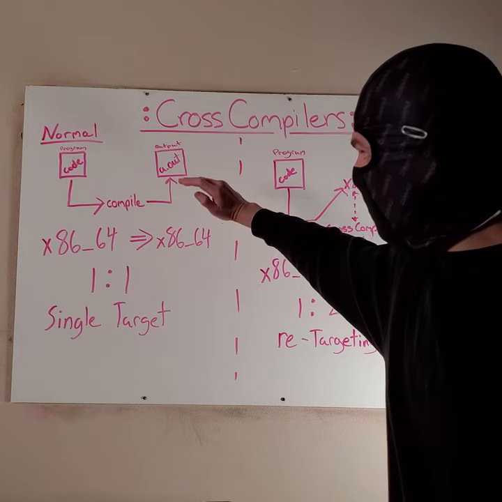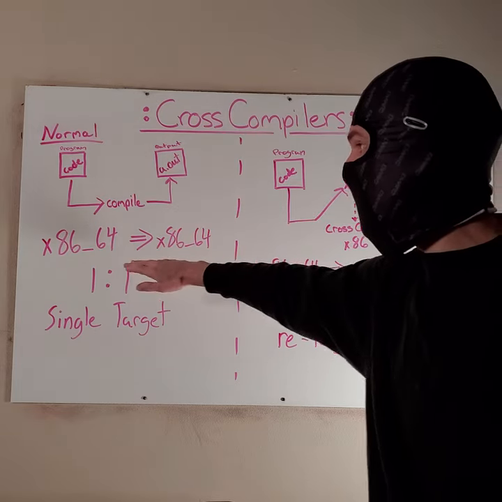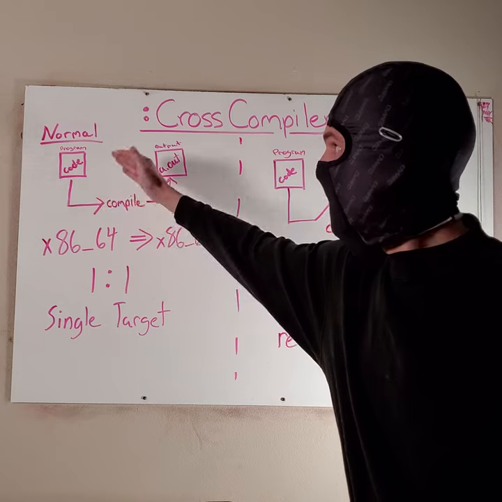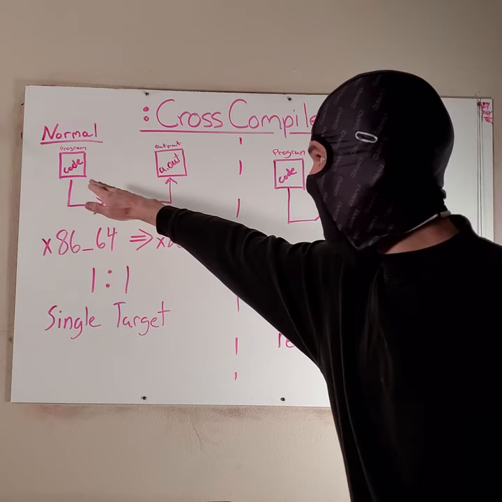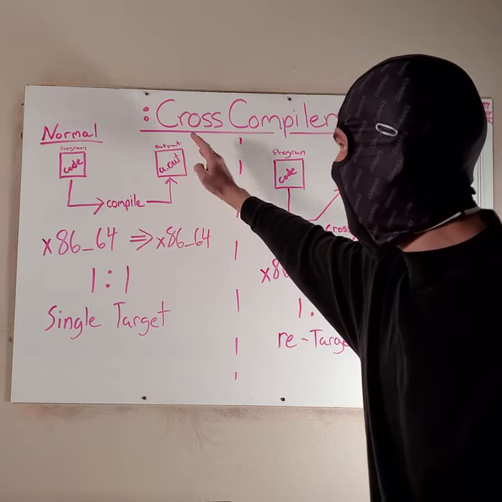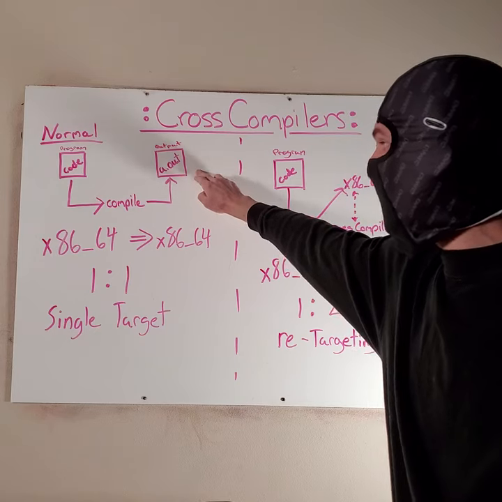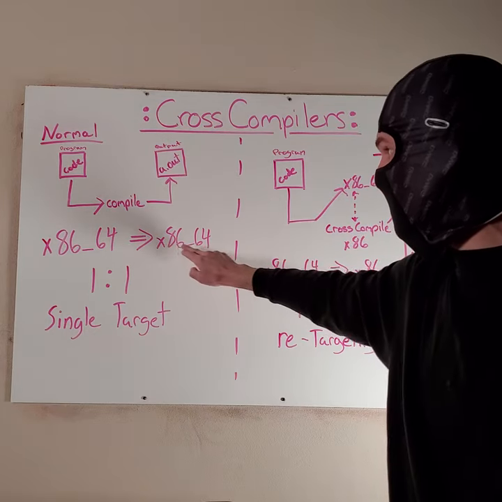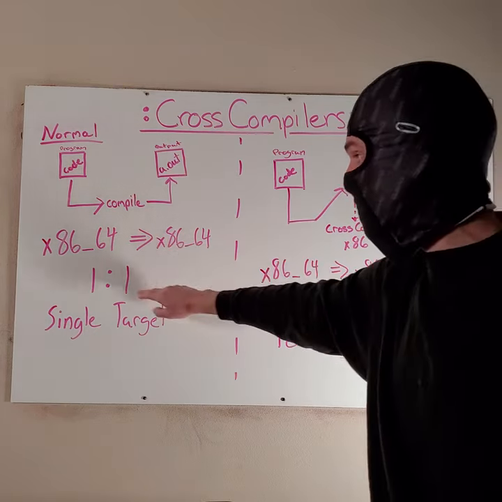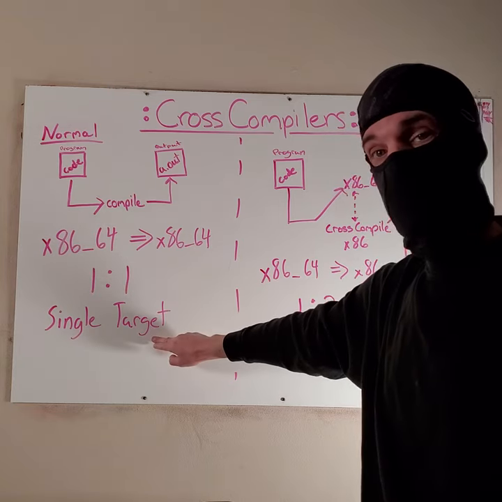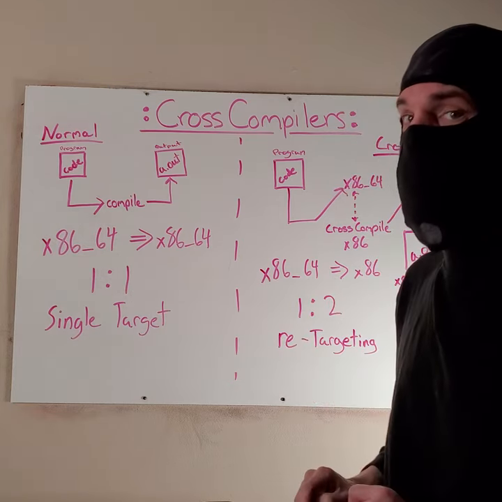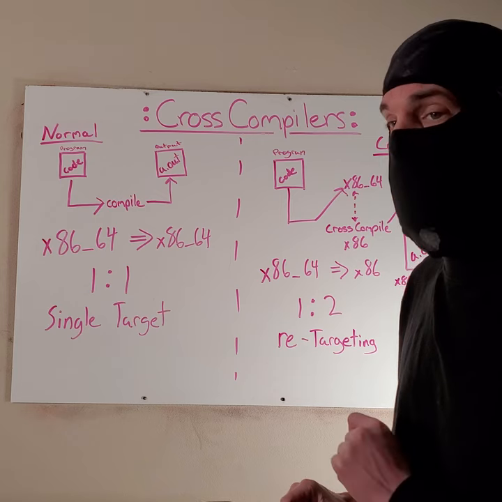So let's start off with just normal compiling. We're on an x86 64 system. In this case, we fire up our compiler, take our program code, pump it through, and we get a nice output file. However, that output file is still in x86 64 format, obviously. One-to-one conversion, single target. Now, in some situations, you may need to compile for a different type of hardware.